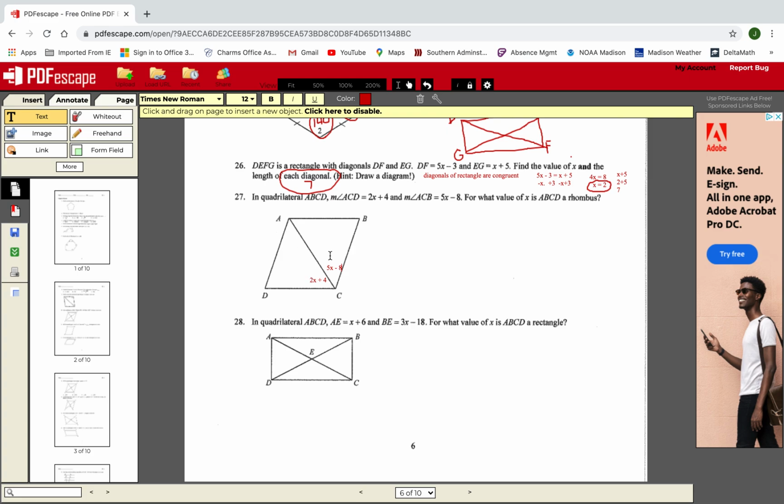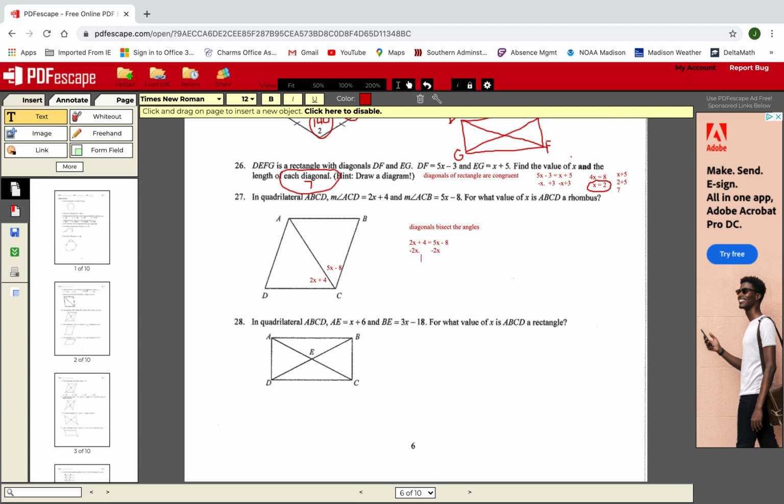In a rhombus, the diagonals bisect the angles. Let's make a note of that. Diagonals bisect the angles. Because of that, we know that those two equations are going to be equal to each other. So 2x plus 4 equals 5x minus 8. So I'm going to subtract 2x from both sides.